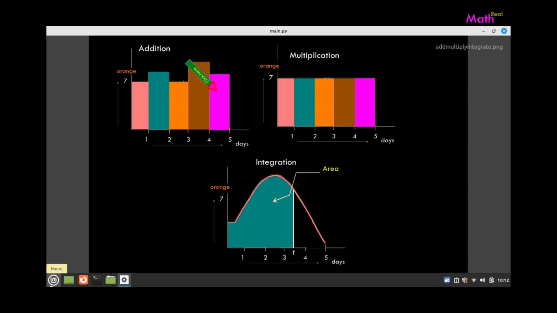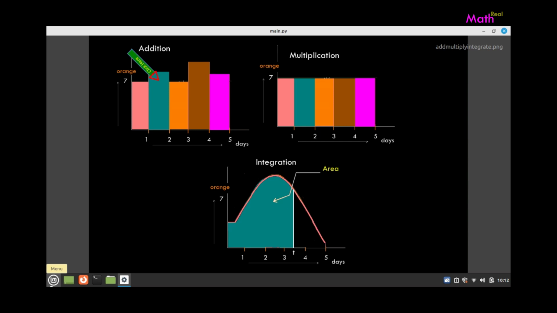So area would be height into width. This is addition. In multiplication, the height should be the same. If you want to multiply for 5 days, it will come to 7 into 5. As we learned, multiplication is nothing but bigger addition. If we have 7 oranges collected each day, 7, 7, 7 for 5 days, it will come to 7 into 5.